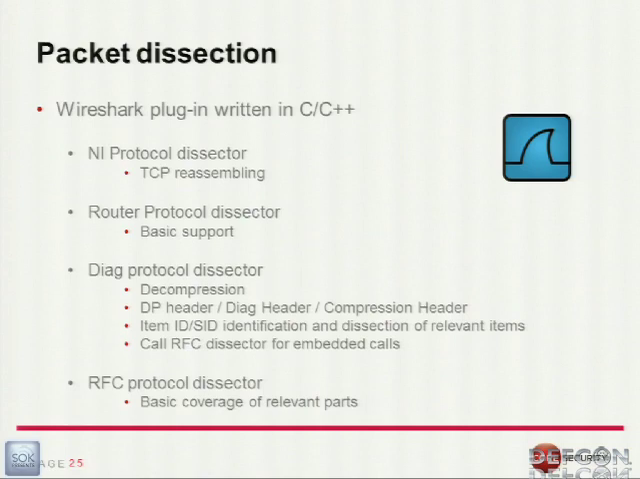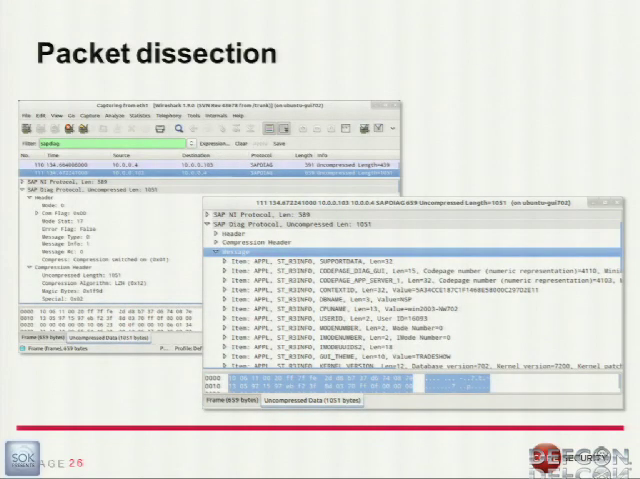So the last dissector is for the RFC protocol. It has some basic coverage because it's another protocol, and it will need another research project. But some of the relevant parts of an RFC code are also dissected. So here are some screenshots. I will be showing some fun with the tool later.